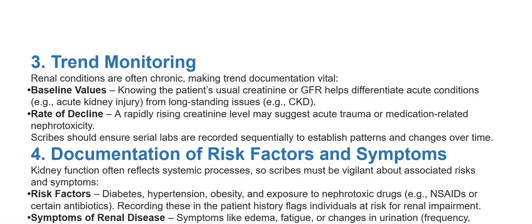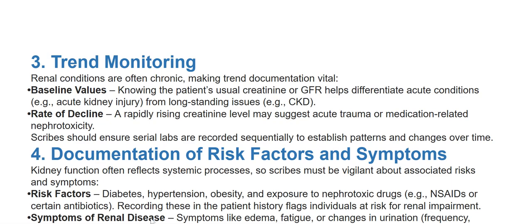Documentation of risk factors and symptoms. Kidney function often reflects systemic processes, so scribes must be vigilant about associated risks and symptoms. Risk factors: diabetes, hypertension, obesity, and exposure to nephrotoxic drugs, for example, non-steroidal anti-inflammatory drugs, NSAIDs, or certain antibiotics. Recording these in the patient history flags individuals at risk for renal or kidney impairment.